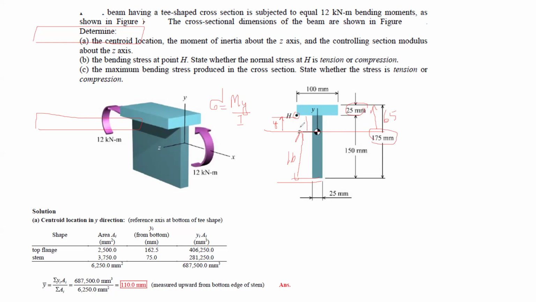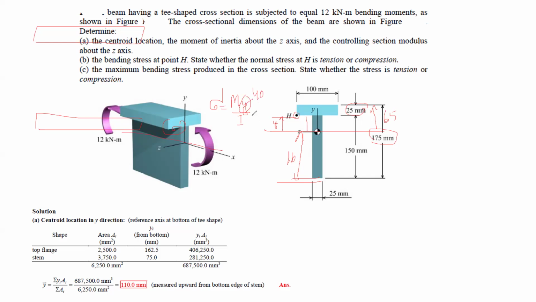Should it be plus 40 or minus 40? Like, should it be plus Y or minus Y in the formula? Plus Y, because you remember we said that in our basic formula, we use the compressive side as the positive side, right? This point is somewhere here, on the upper side, in compression. So this value should be positive 40, right?